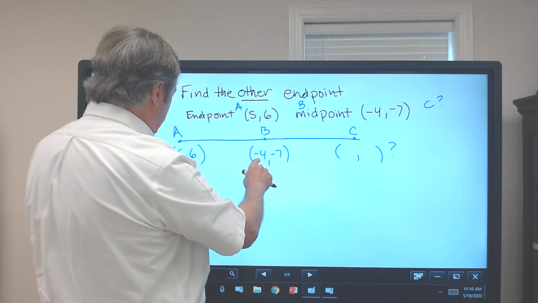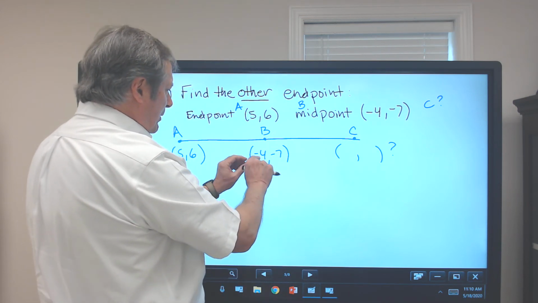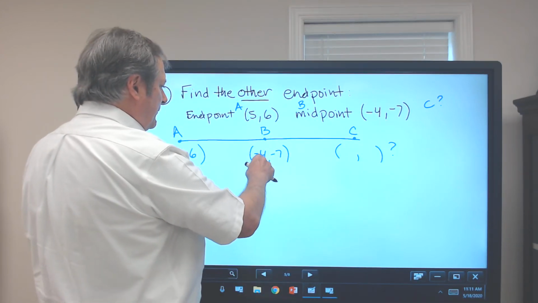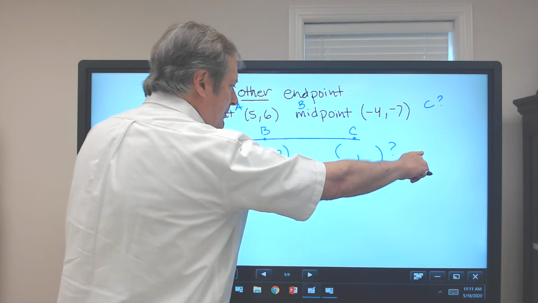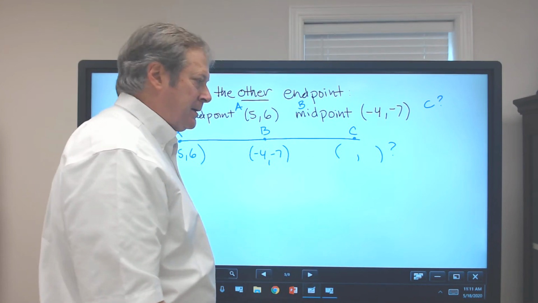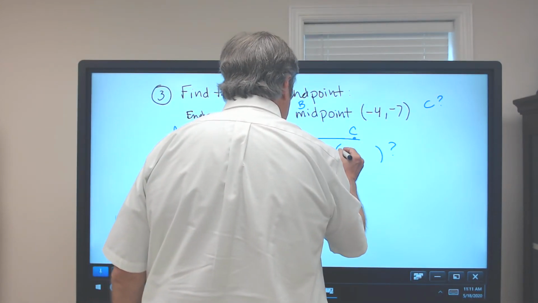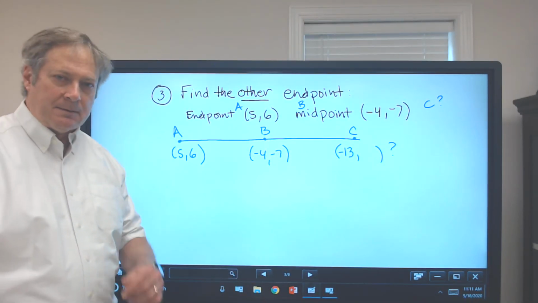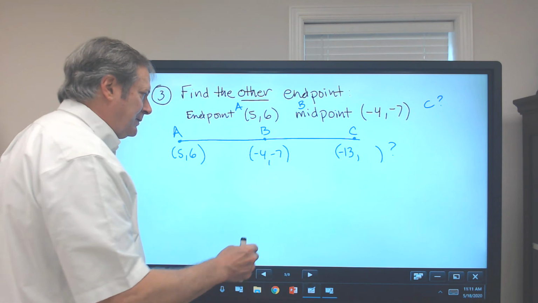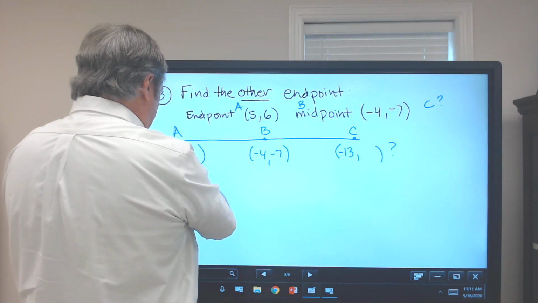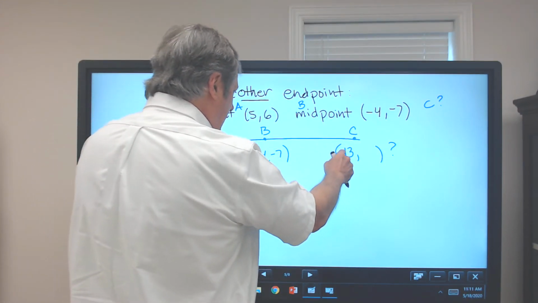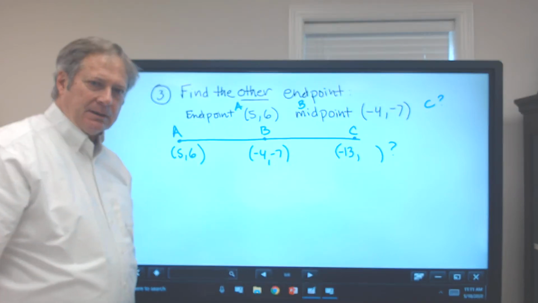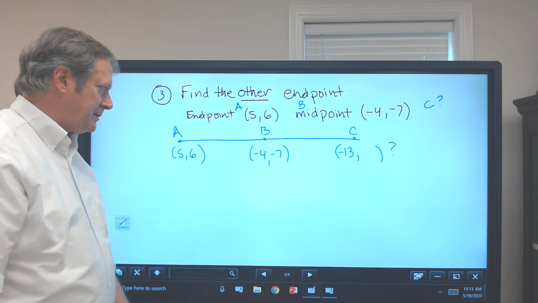But again, this is the bigger, this is the smaller. We're going to continue in that smaller, in this case, a negative direction. So if you're at negative 4 and you go 9 more units in a negative direction, you are at negative 13. Now you can go backwards. You can say, okay, if it's 9 from 5 to negative 4, is it also 9 units from negative 13 to negative 4? And if you do the adding and subtracting in your head, sure, it is.